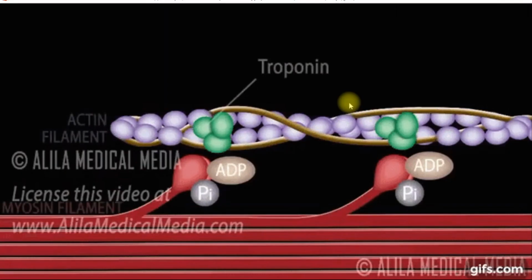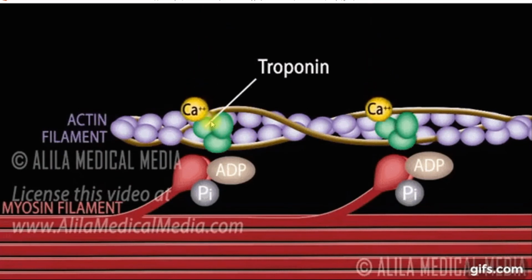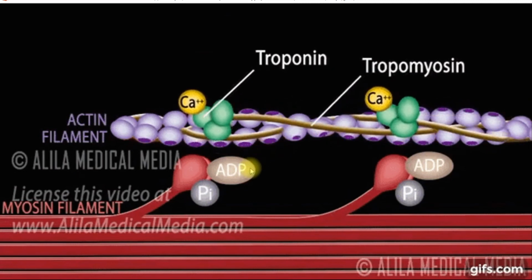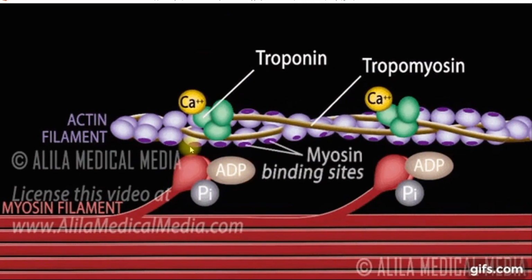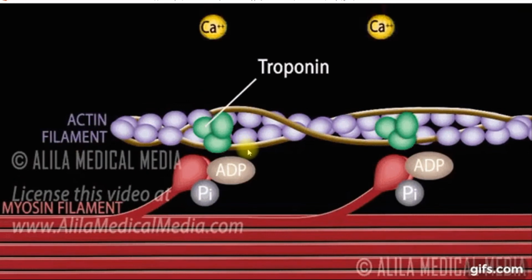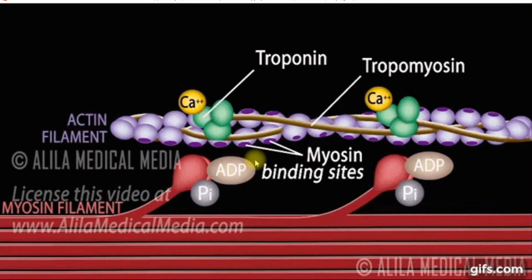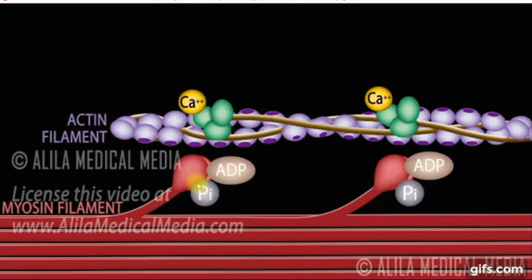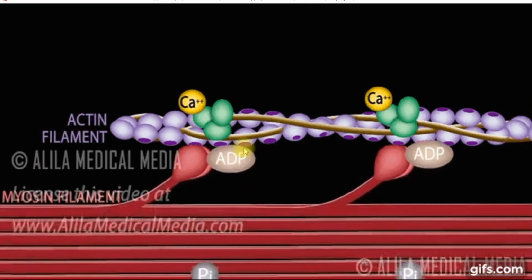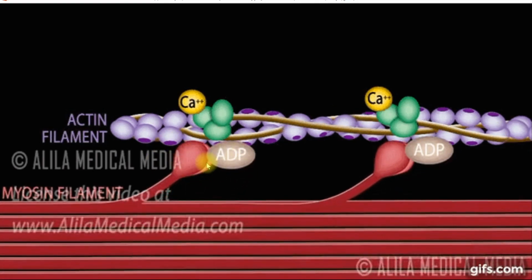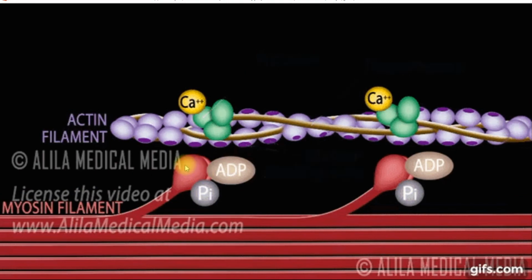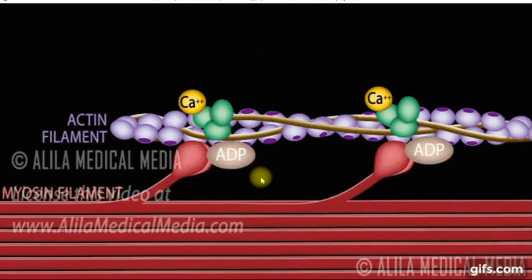Here we can see. So troponin reacts to calcium, removes tropomyosin from active centers of actin, and myosin heads are attached to the myosin binding sites, active centers of actin. And ATP is necessary to provide this attachment. Myosin heads release energy via hydrolysis of ATP, and it's needed for force generation.